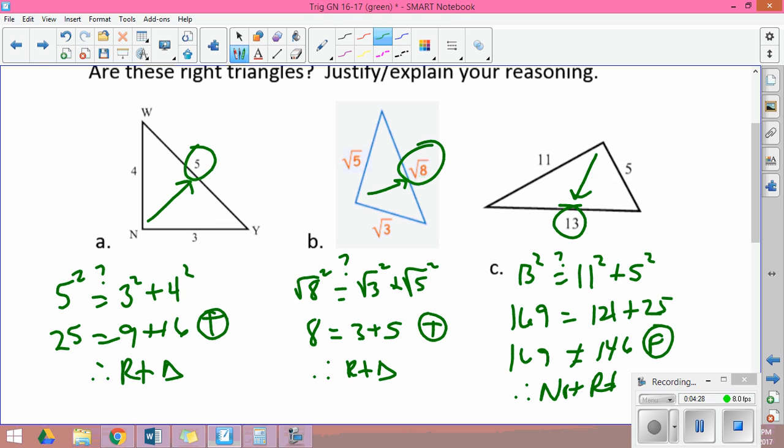And that's how you use the converse of the Pythagorean theorem to prove if something is or is not a right triangle. The last video is going to get into the special right triangles.